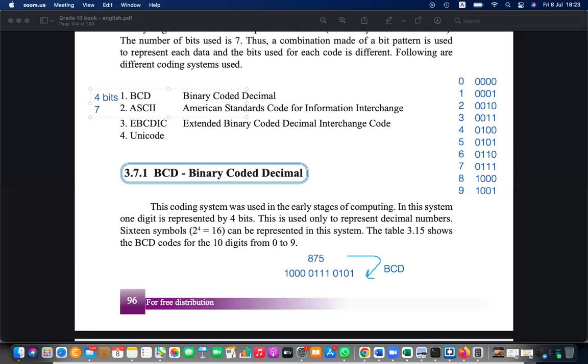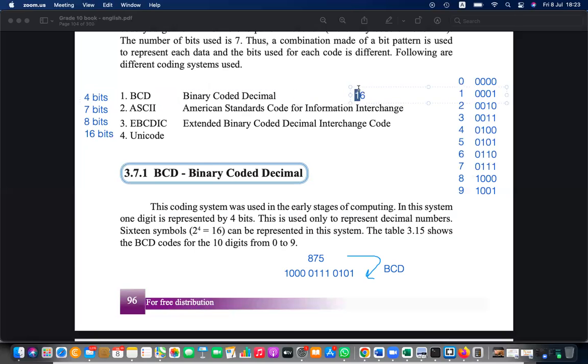ASCII has 7 bits. Extended binary coded decimal has 8 bits. Extended ASCII has 8 bits. Unicode 16 bits. Okay, now can you tell me how many characters can be represented using this? BCD: 16, 2 to the power 4.